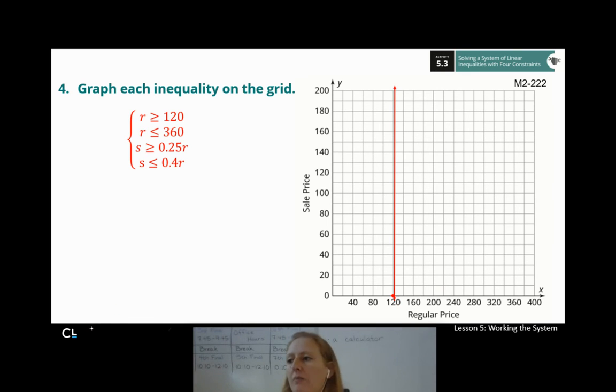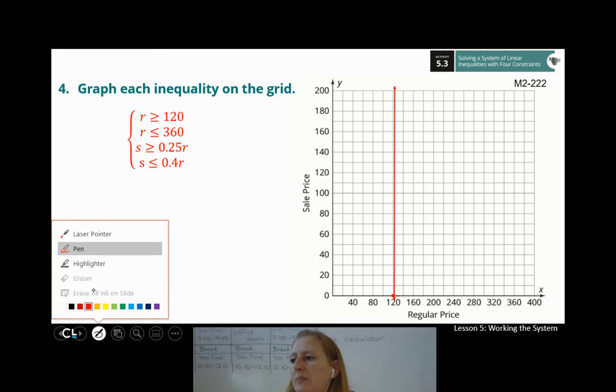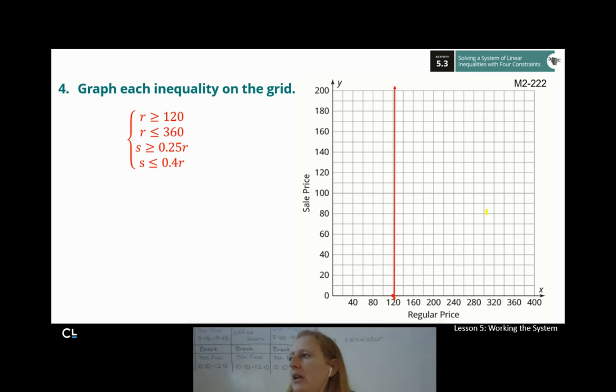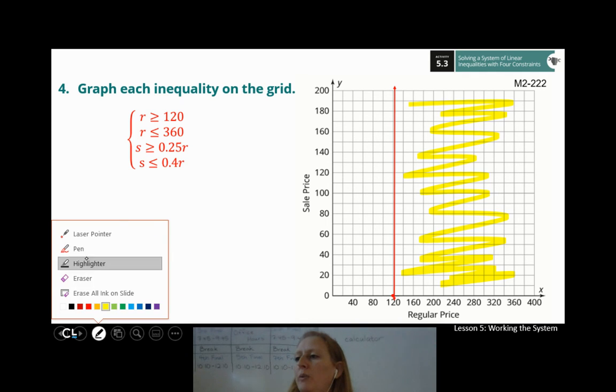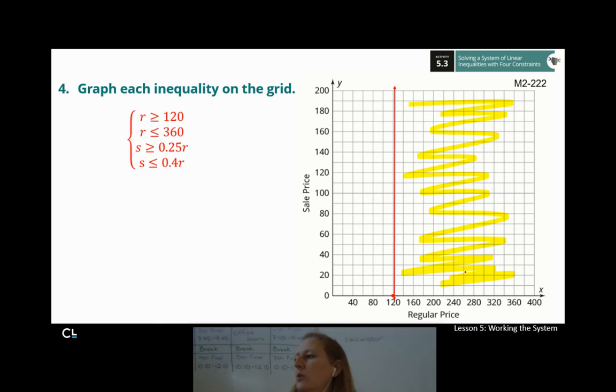And then I'm going to use a highlighter here. And we said that it's everything to the right. So everything over here. We also said that R is less than, let me bring my pen back here for a moment, we also said that R is less than or equal to 360.